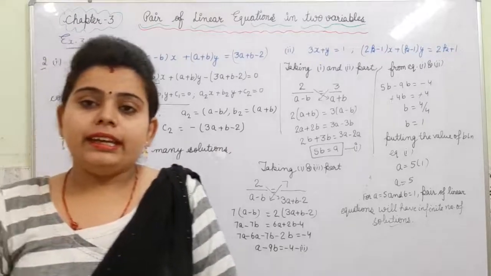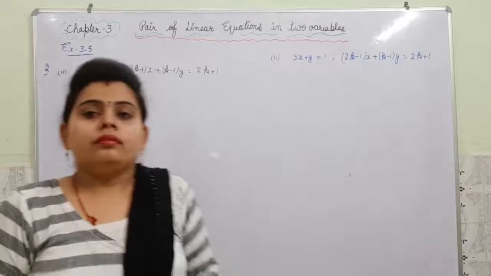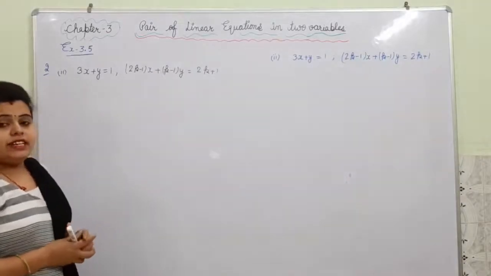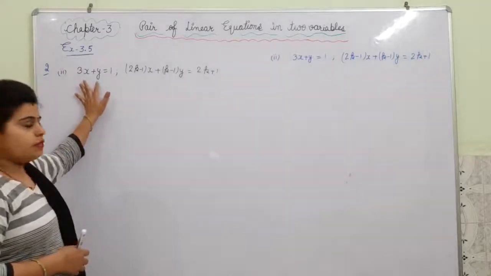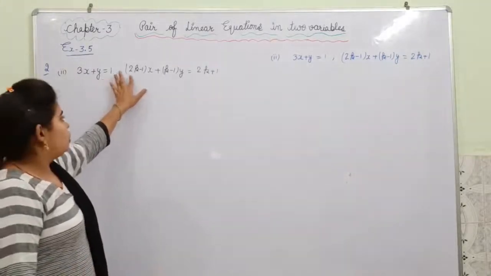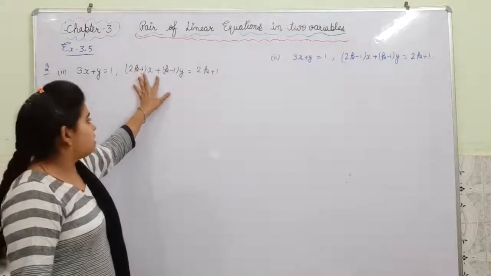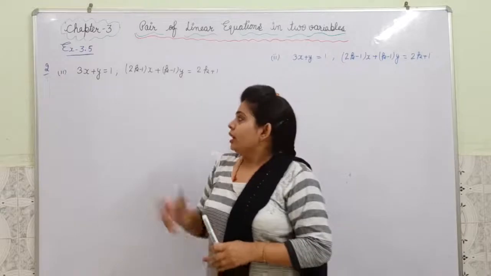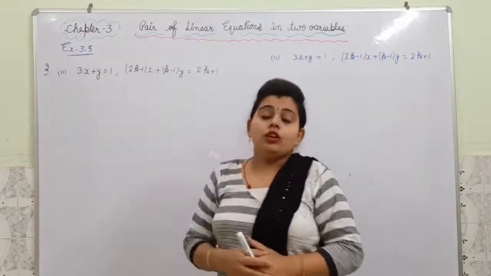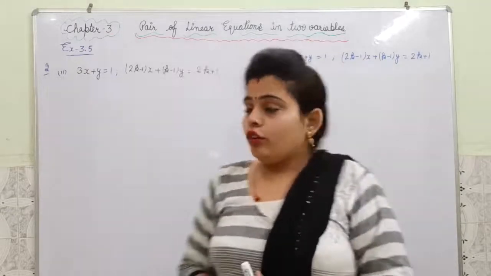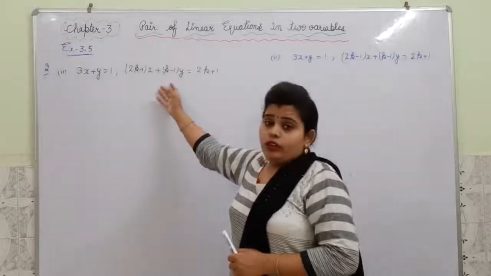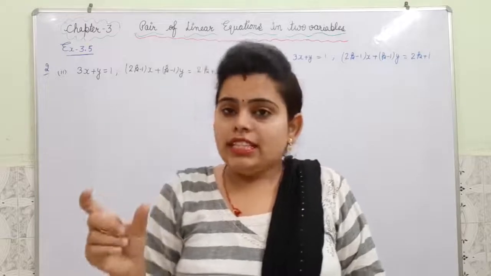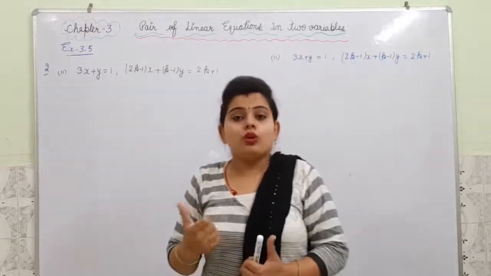Now let's see the next part. Now dear students, see the second part. What is given in the second part? 3x plus y is equal to 1 and 2k minus 1 into x plus k minus 1 into y is equal to 2k plus 1. In this equation what is given? For which value of k will the following pair of linear equations have no solution? These pair of linear equations will have no solution.